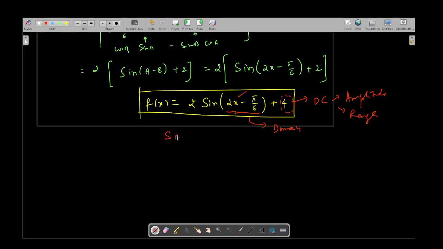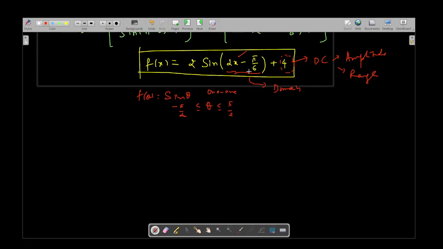If I have sine theta, it means theta is between minus pi by 2 to pi by 2. That is, when f of theta is sine theta, then sine theta is 1 1 in the interval minus pi by 2 to plus pi by 2. So here theta value is 2x minus pi by 6. We should be worried only about the thing inside the sine function, which is 2x minus pi by 6. So this is minus pi by 2. I have to free this, and we should bring only x from this.